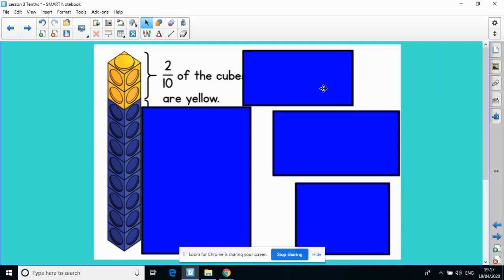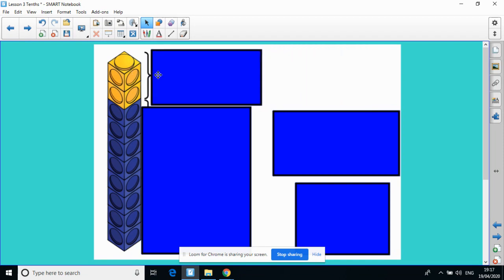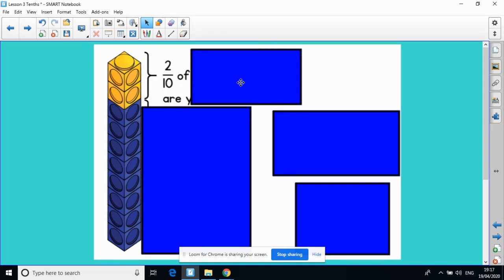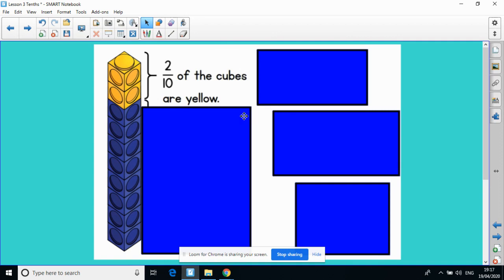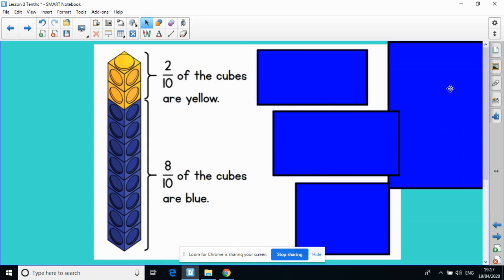Now let's look at the tower. We can see here it has 10 cubes in the tower. 2 of the cubes are yellow. 2 tenths of the cubes are yellow. 2 out of 10. How many of the cubes are blue? Well, if 2 cubes out of 10 are yellow, 8 cubes out of 10 are blue. 8 tenths of the cubes are blue.